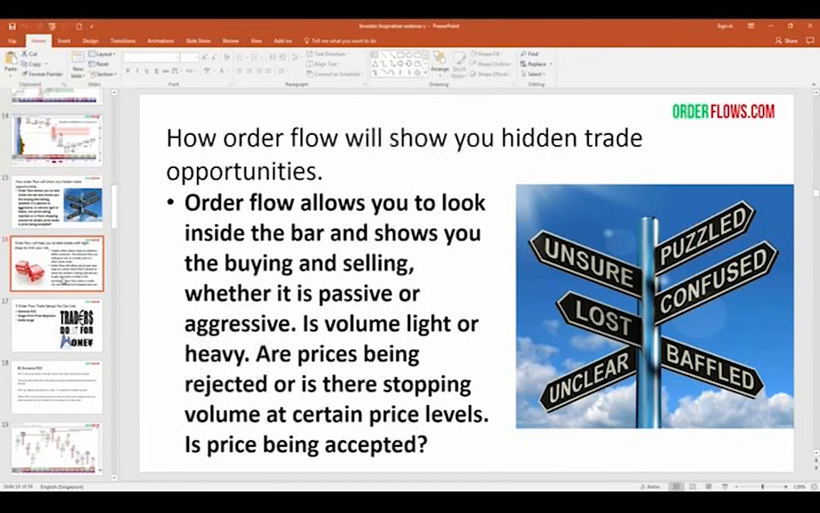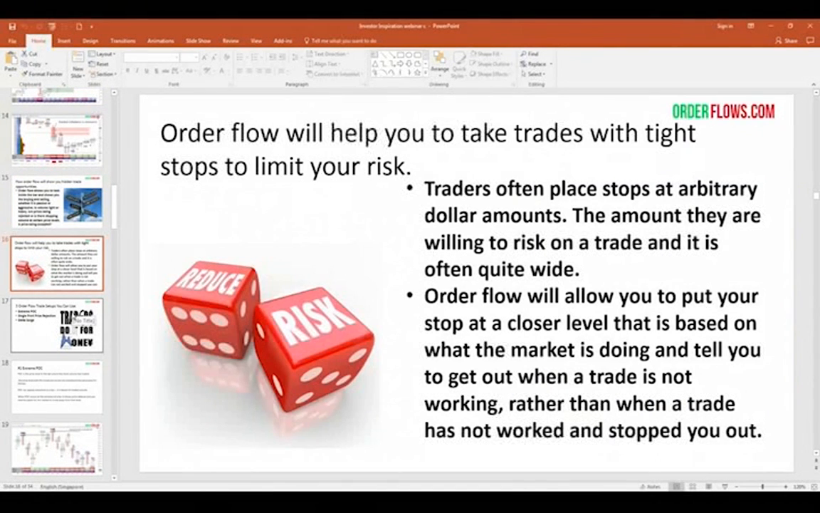And the other thing that order flow will help you with is it's going to help you take trades with tight stops, so you limit your risk. I mean, nobody wants to risk everything that they own, right, or everything in their account. But often, I deal with a lot of new traders, and they just pick arbitrary dollar amounts as their stop price. $500 for some reason is a very common price level. I don't understand. Often they're risking more than they really need.